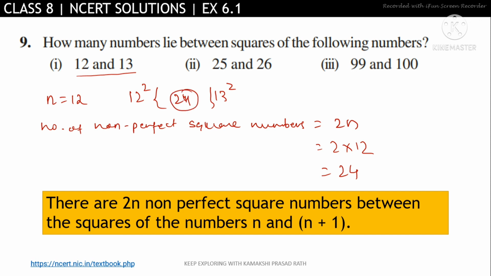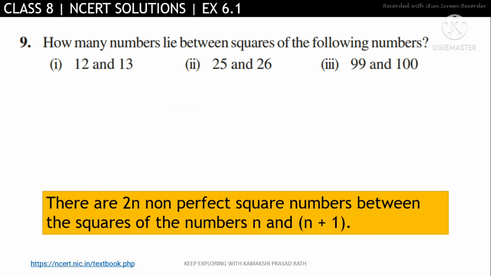We can check it also. 12 squared is 144 and 13 squared is 169. So in between 144 and 169, 24 numbers are there. Now similarly, we can find the other questions. For the second one, this will be n and this will be n plus 1. If this is n, the number of non-square numbers is 2n. So we get 2 times 25, that is 50.